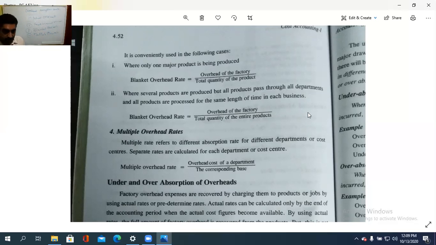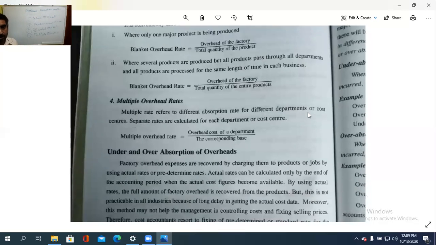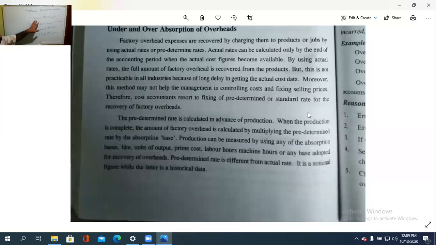Multiple overhead rate. So what is that? Multiple overhead rate is equal to overhead cost of a product divided by the corresponding base. So overhead cost of a product divided by the corresponding base. So four things you need to check.